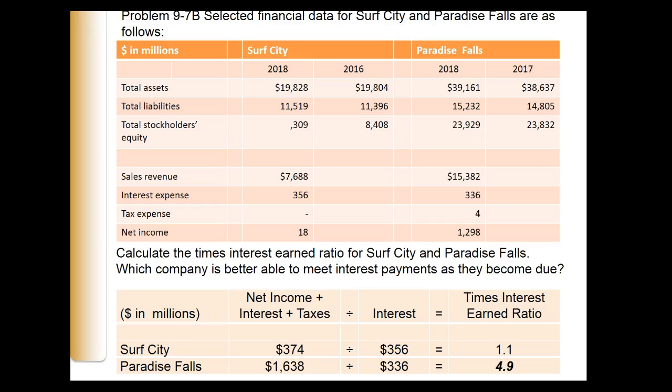Then we've got the times interest earned ratio for Surf City and Paradise Falls. Which company is better able to meet interest payments as they come due? Net income plus interest plus taxes divided by interest. Surf City's times interest earned ratio is 1.1. Look at Paradise Falls, 4.9.